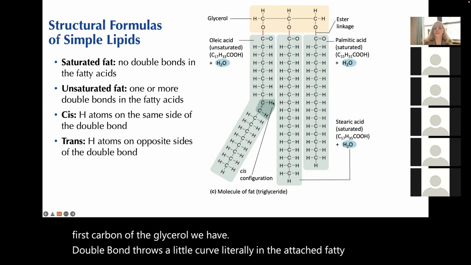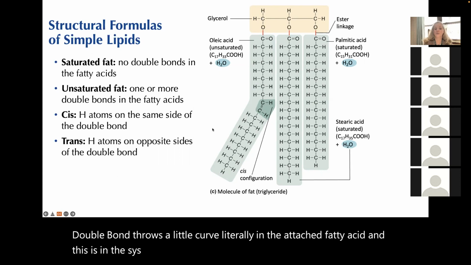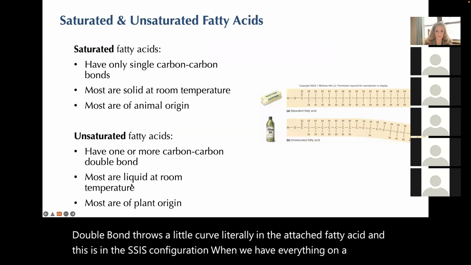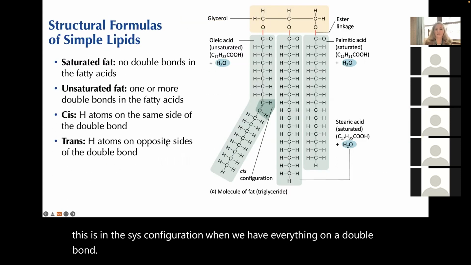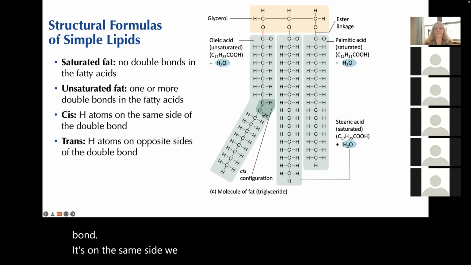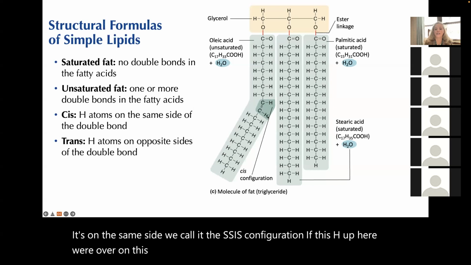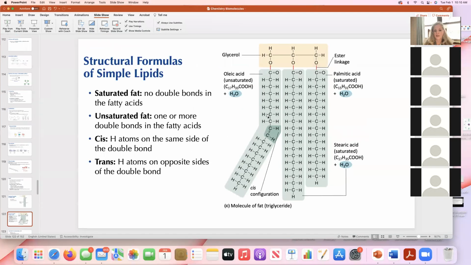And this is in the cis configuration. When we have everything on a double bond that's on the same side, we call it the cis configuration. If this H up here were over on this side and this H on this side, it would be the trans configuration. I'll try to draw that out in a second. All right. So this is an unsaturated fatty acid.